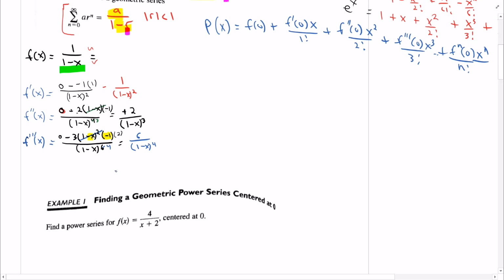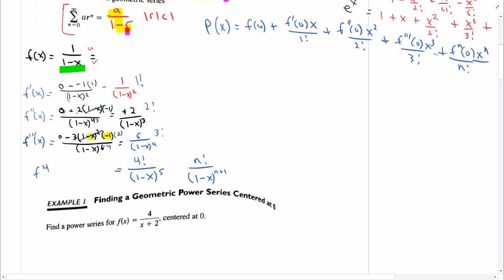I don't know if you see the pattern, but maybe you can see this is 1 factorial, this is 2 factorial, this is 3 factorial. Can you guess what the next one's going to be? 4 factorial divided by 1 minus x to the, let's see, 2, 3, 4, 5. And then the nth term would just be n factorial over 1 minus x to the, this was the 4th derivative, but it gave me 5 there, so this would be n plus 1. It's always 1 more than what it says.